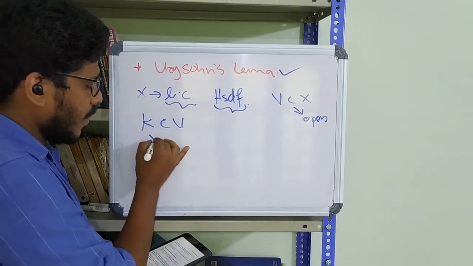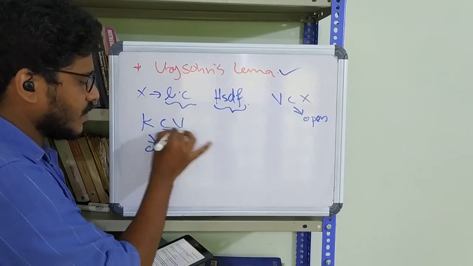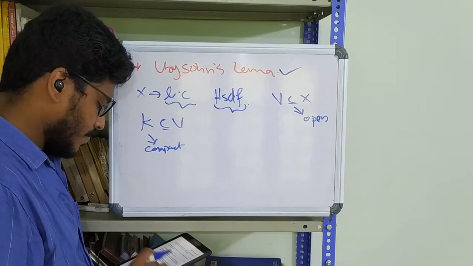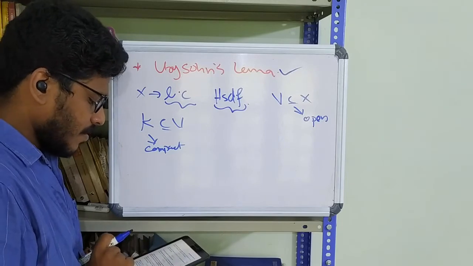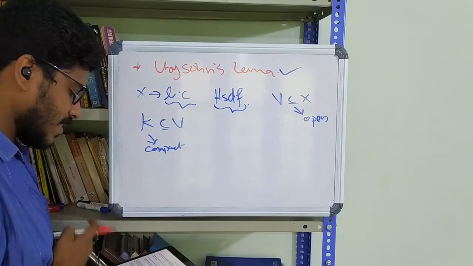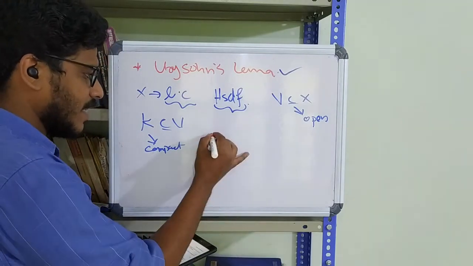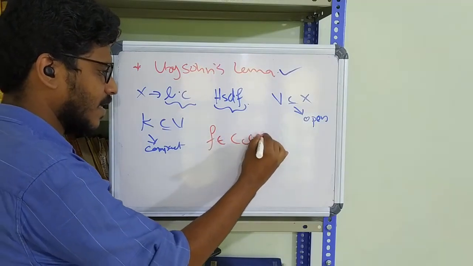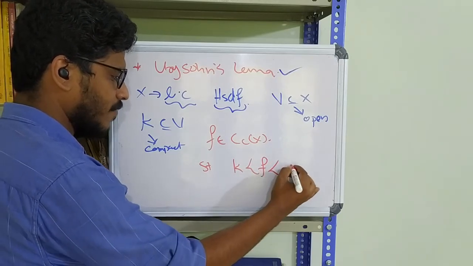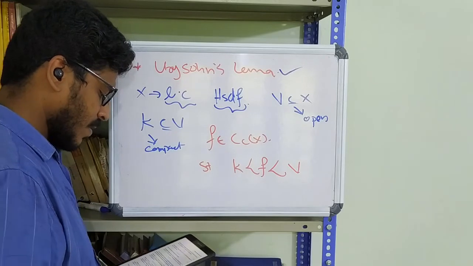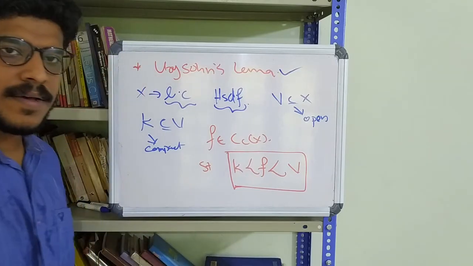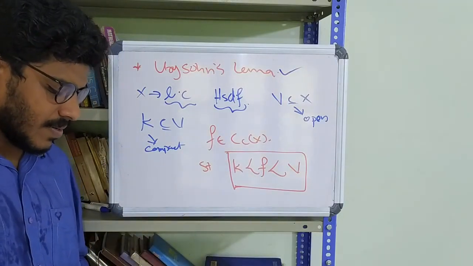Also K be a compact subset. See like this. This is the standard notation. So let K be a compact set. Then there exists a function f. There exists a function f in CcX such that K is related to f is related to V, as we have defined a little ago. Right. So this is what Urysohn's lemma assures.